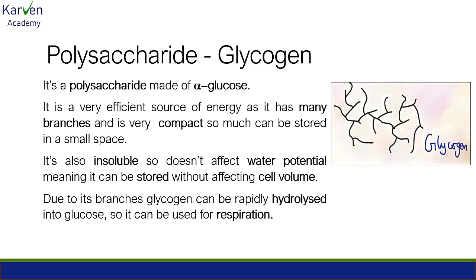And here is the structure of glycogen. As you see, there are many branches. It allows enzymes to break those glycosidic bonds and any other bonds in between, and to release glucose quickly for respiration.